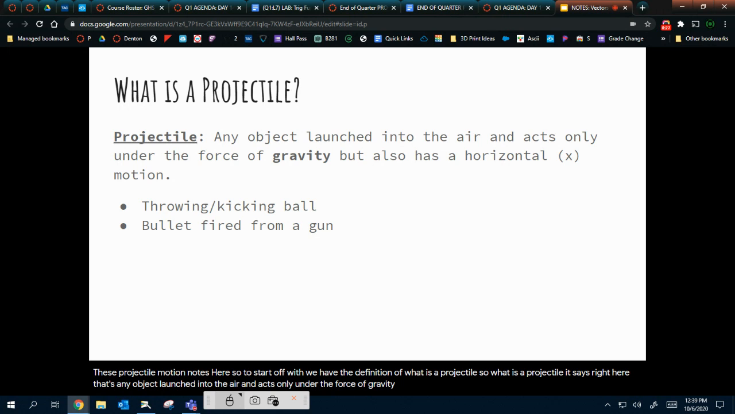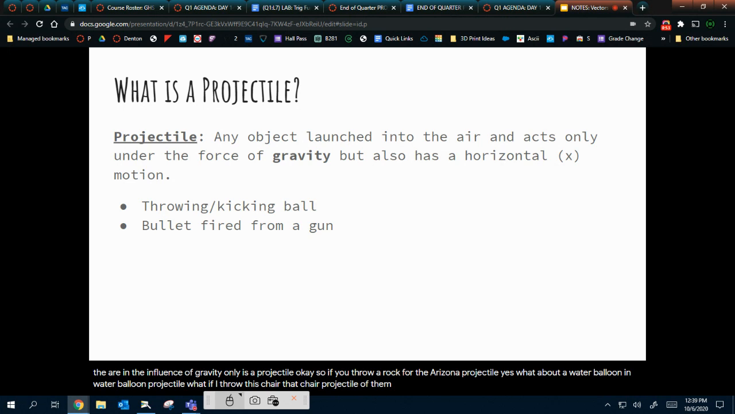But it says it also has horizontal motion. So pretty much anything that flies through the air under the influence of gravity only is a projectile. Okay? So if you throw a rock through the air, is that a projectile? Yes. What about a water balloon? Is a water balloon a projectile? What if I throw this chair? Is that chair a projectile then?